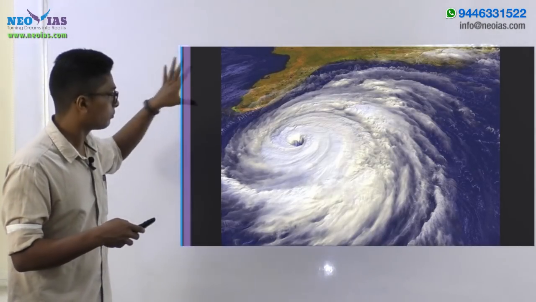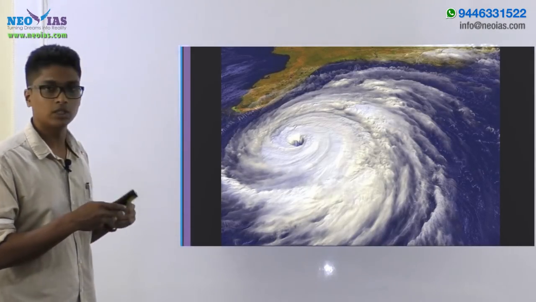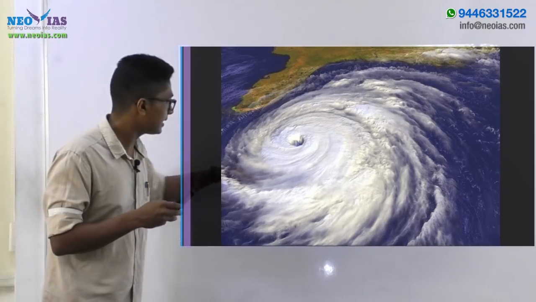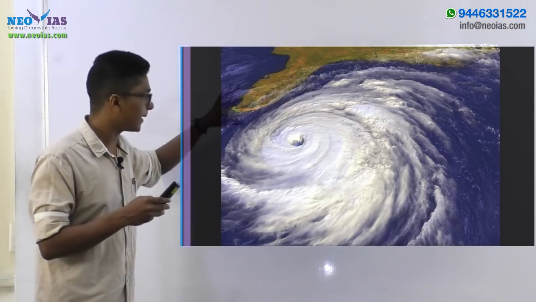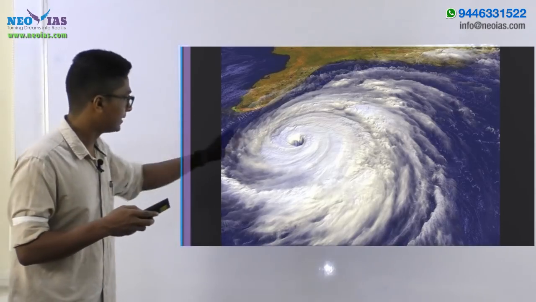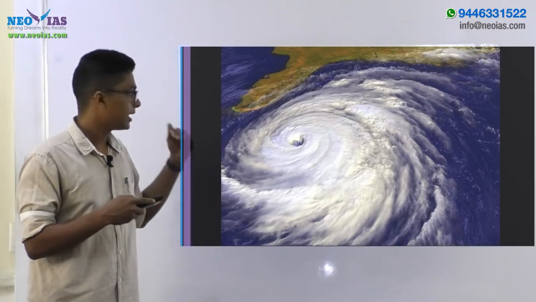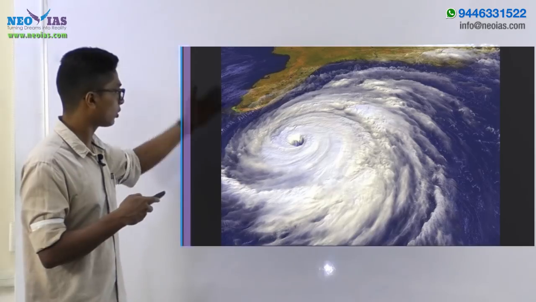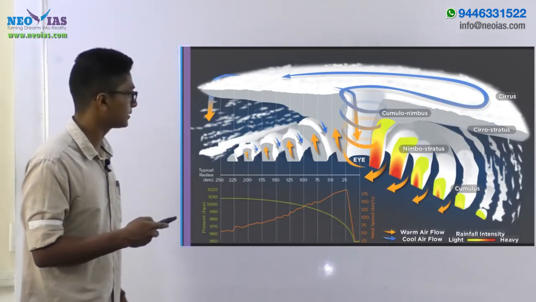Now this is a more real kind of picture related with the tropical cyclone, and you can see that the winds are spiraling, and at the center we are having a depression which is free from clouds, and this region we call the eye of a tropical cyclone. This is a satellite image of the tropical cyclone.